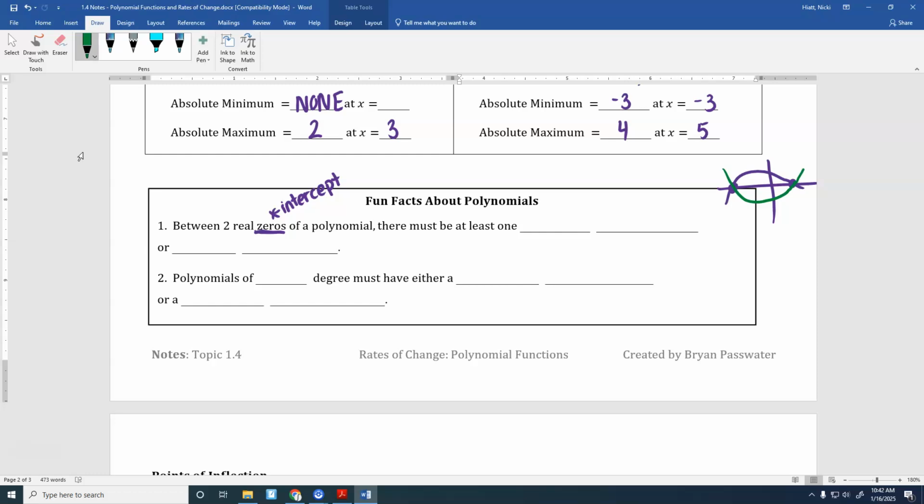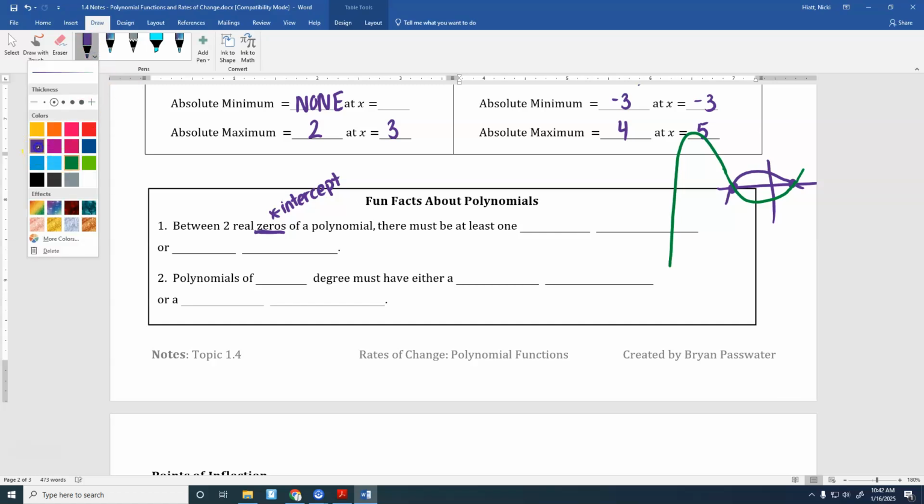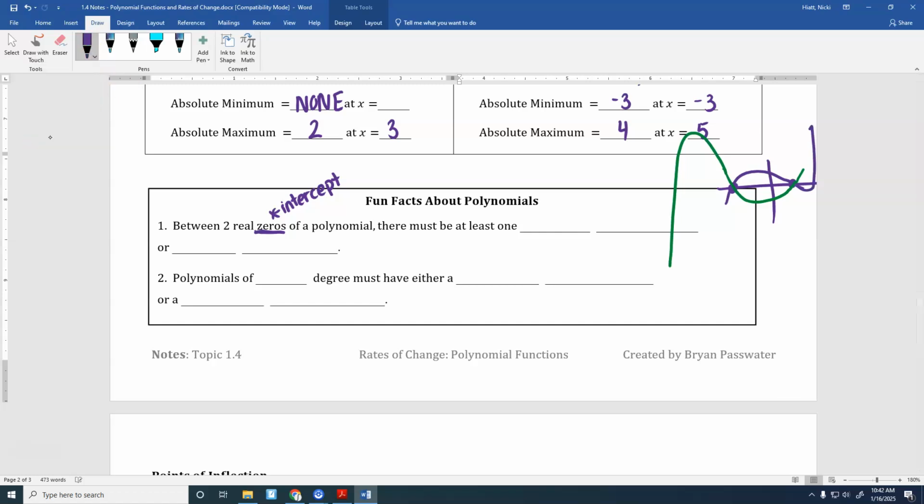Is it going to be relative or absolute? Okay, it's going to be relative, because the rest of the graph could do anything. This could go way up here and then back down, right? And over here, this could go way back up. So it might not be absolute, but you're going to have a relative maximum or a relative minimum. So you have to have at least one relative maximum or relative minimum. There.